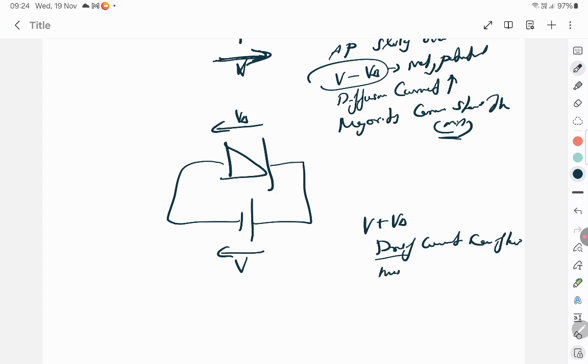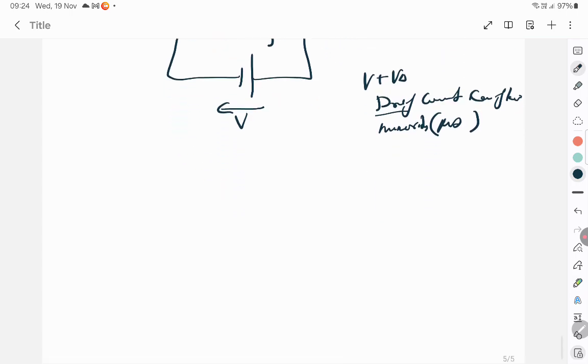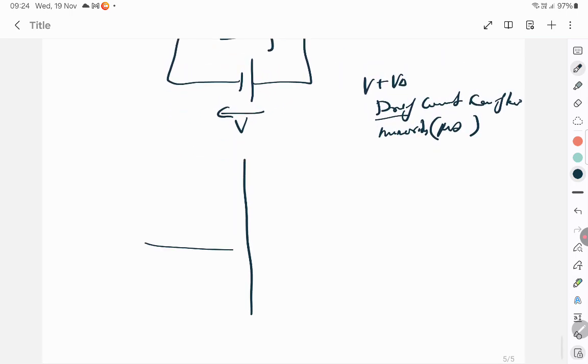Drift current is minority. Minority means it's microamps current. A microamps current is as good as no current. Reverse bias mode is always treated as non-conducting, though it conducts a minority. Correct? So then let's draw a graph for this.